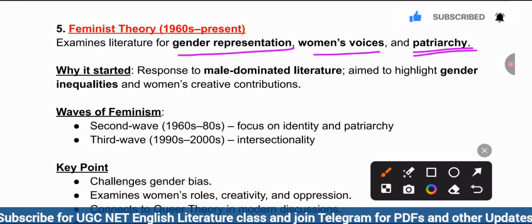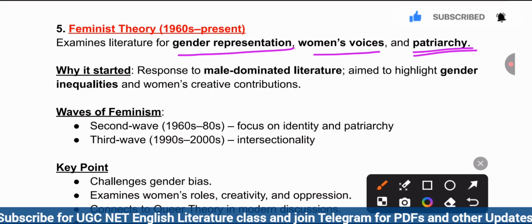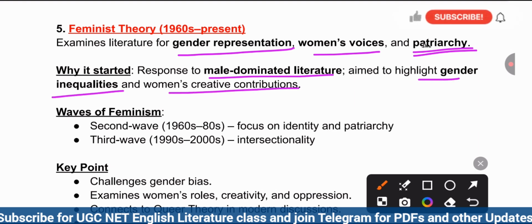They should have been provided with financial stability, and their own thinking and perspective should have been respected by the male-dominant society. Instead, there was a dominance of male writers. So after that, female writers started raising their voices to face them. It started as a response to male-dominated literature, aiming to highlight gender inequalities and women's creative contributions in literature.